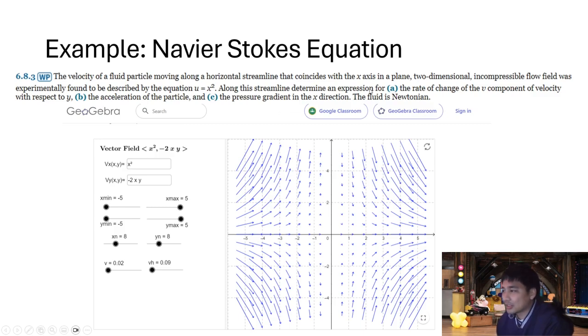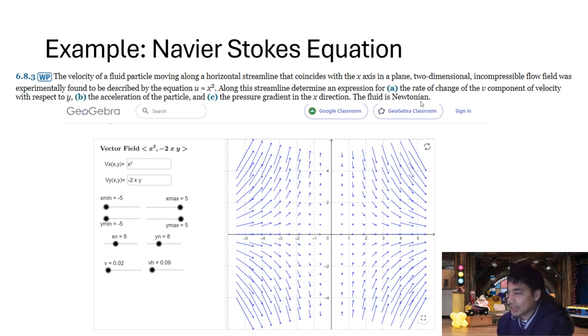Along this streamline, determine the expression for A, the rate of change of the nu component, which is the y component of your velocity, with respect to y. Part B, the acceleration of the particle. And then part C, the pressure gradient in the x direction. And you can assume that the fluid is Newtonian, right? From the first two lectures, we explained that Newtonian is a linear relationship between your viscosity and your shear stresses. It's linear.